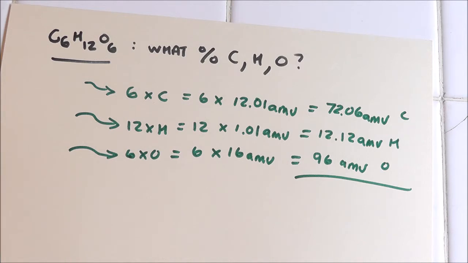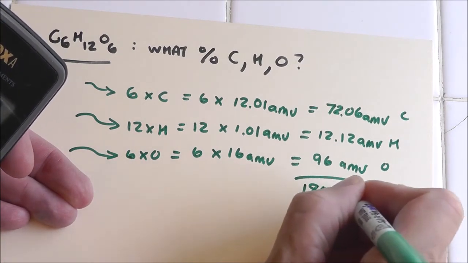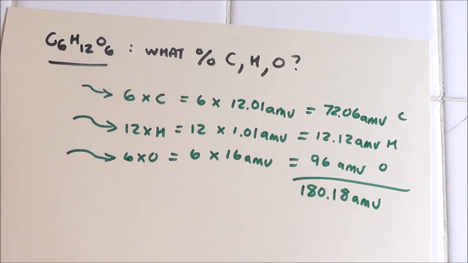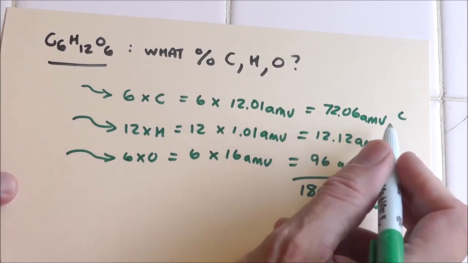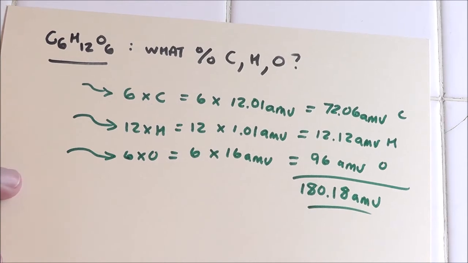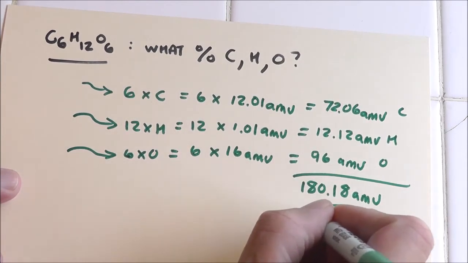So a glucose as a whole weighs 96 plus 12.12 plus 72.06, which is 180.18 AMUs. And to find the percent of each, we would divide the portion that is each element by the whole mass. Let's talk about what that is called. This is called the formula weight.